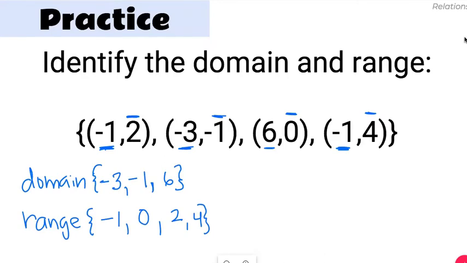Again, I'm not worried about matching domains and ranges up. I'm not worried about having the same amount of numbers. I want numerical order and no repeats. It's not necessary to write the numbers repeating.